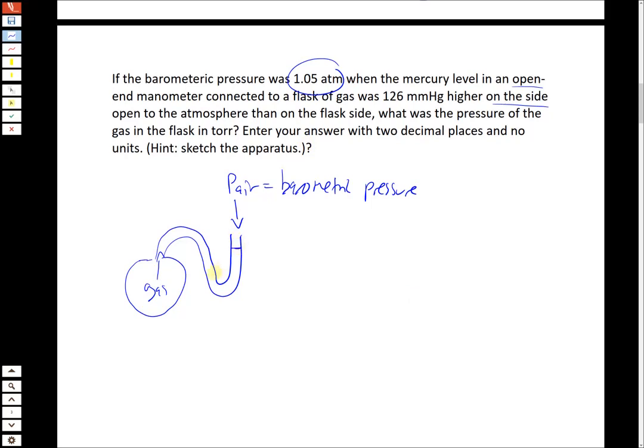Your mercury level is going to be higher over here than there. So it's higher on the side open to the atmosphere. And the difference in height here is 126 millimeters.